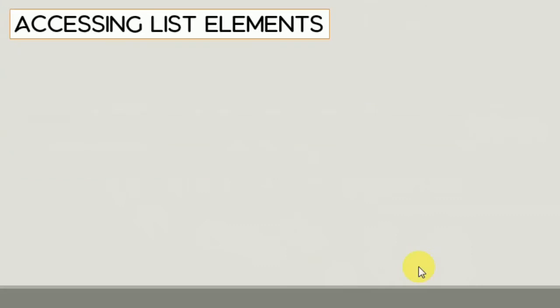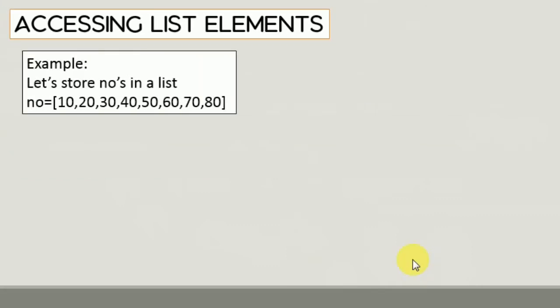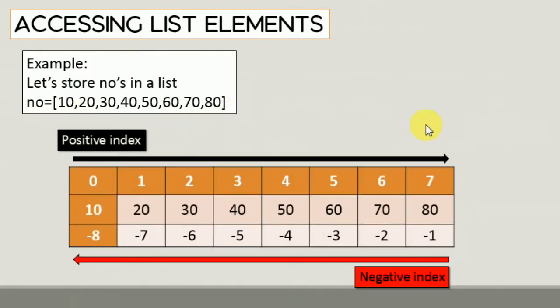So when we have to access, we are going to declare one list, and here is that list: no equals to square brackets 10, 20. This is a list. Why? Because square brackets have been used. So when we check the diagram, it will show like this, that the numbers are going to be stored in separate blocks, and each block has an index value, positive and negative.